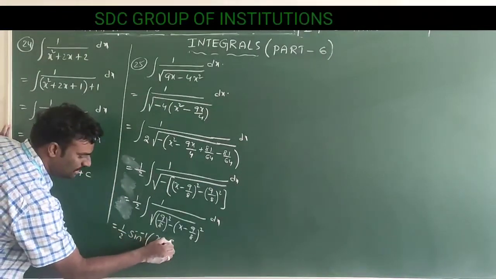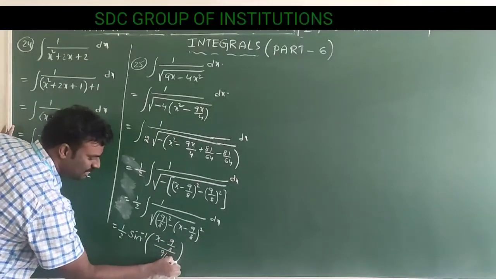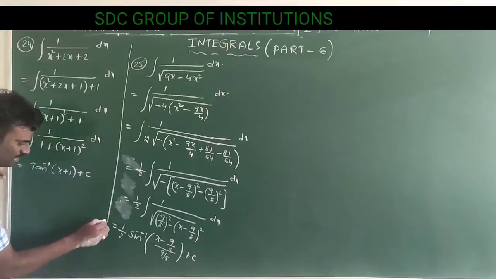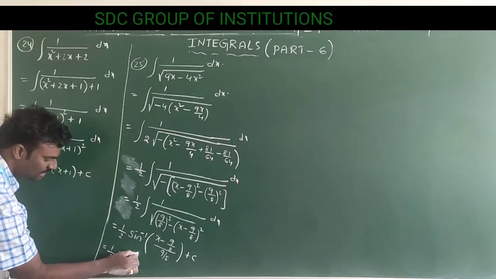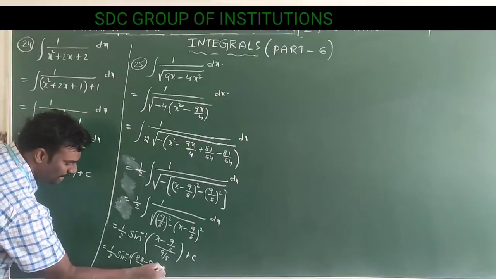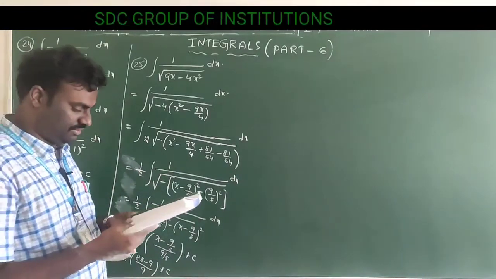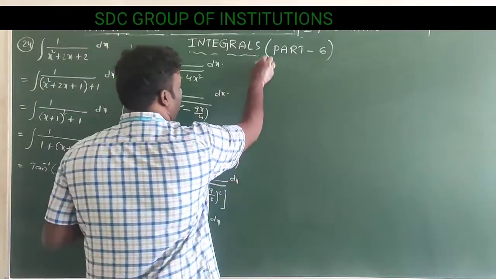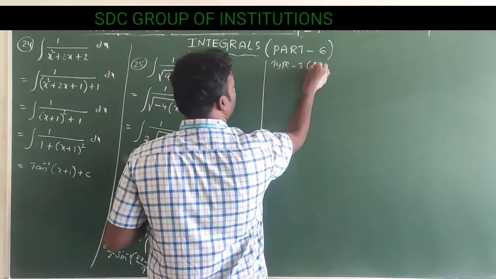That is nothing but x minus 9 by 8 by 9 by 8. If you take LCM, 8 gets cancelled. One more step, I will write 1 by 2 into sin inverse of (8x minus 9) by 9 plus c, which is the correct answer for question number 25. Okay. Next, the remaining type 3 questions are homework.